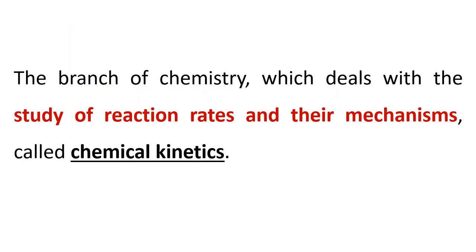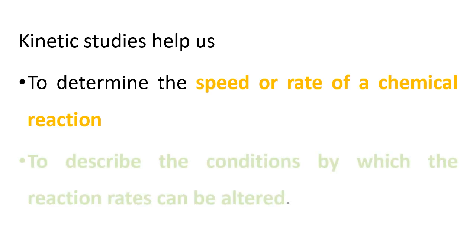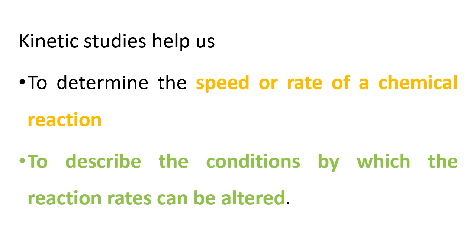Let us know the definition of chemical kinetics. It is a branch of chemistry which deals with the study of the reaction rates and their mechanisms. These kinetic studies help us to determine the speed or rate of a chemical reaction, and they also help us to describe the conditions by which the reaction rates can be altered.